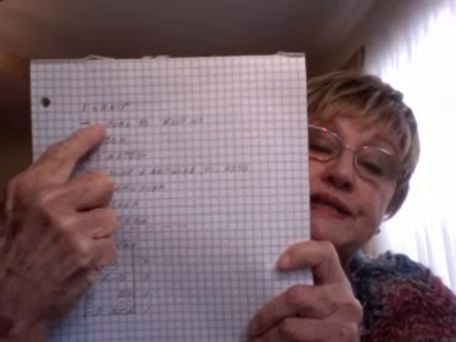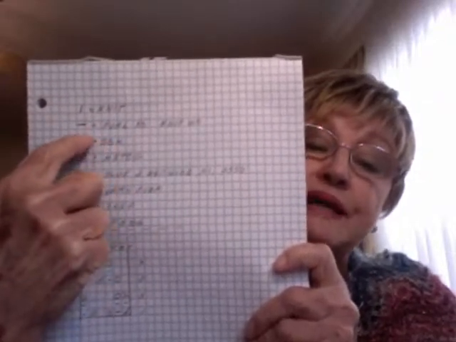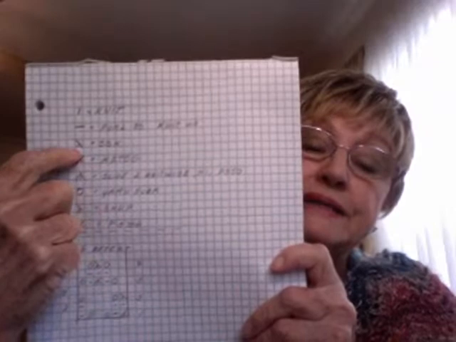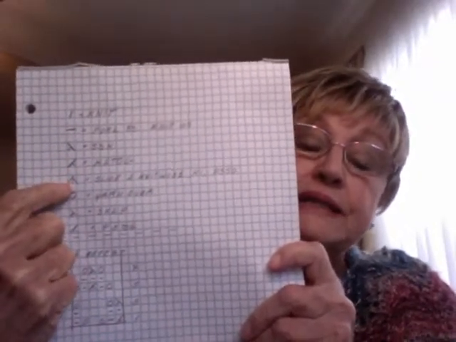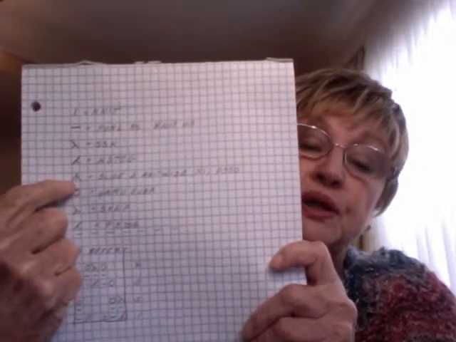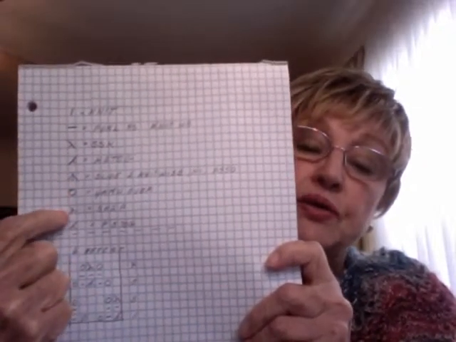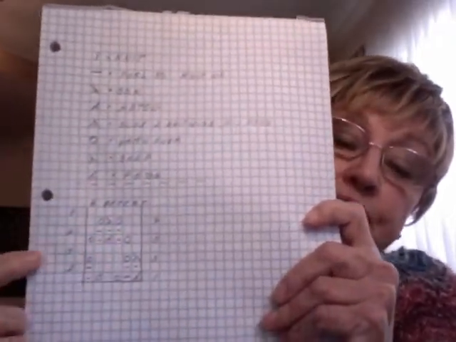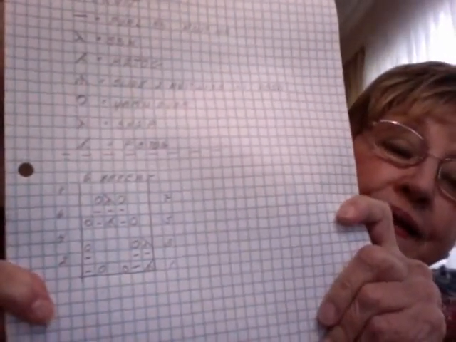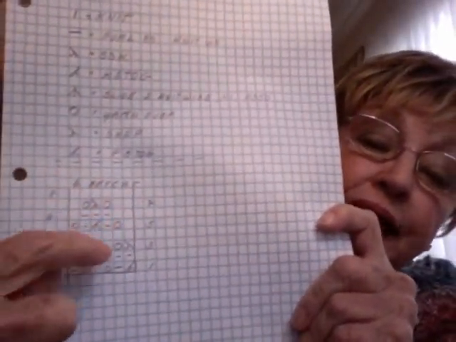Each symbol has, for example, that's a purl, and that's a slip knit, and this is a knit two together, and this is a slip two, knit one, pass over, that's a yarn over. So you have all these symbols, and this will be for your 6-row repeat. And write it down, because when it's tiny, it's so difficult to see.